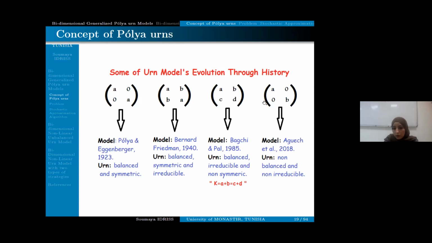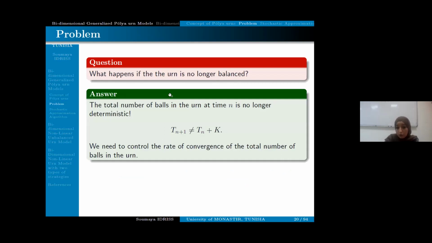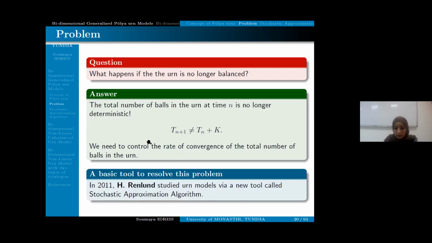Now, a natural question arises: what happens if the urn is no longer balanced? As we said earlier, the balance of the urn affects the total number of balls, which makes it deterministic. Now, if we drop the balance condition, the total number of balls becomes non-deterministic, but rather random. That's why we need to control its rate of convergence. And to do that, we are going to use tools that were used by Henrik Renlund in 2011. He studied urn models using stochastic approximation algorithms.